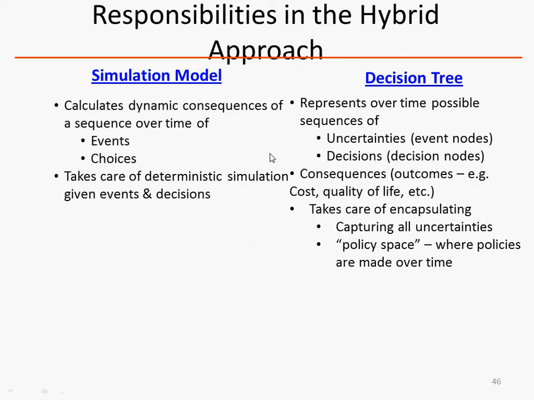Okay. The decision tree, by contrast, needs to front and center represent the uncertainties, the set of uncertainties and decisions and their points in time. It gets its consequences from the simulation model. And it basically takes care of capturing all the uncertainties and representing the policy space. Okay.